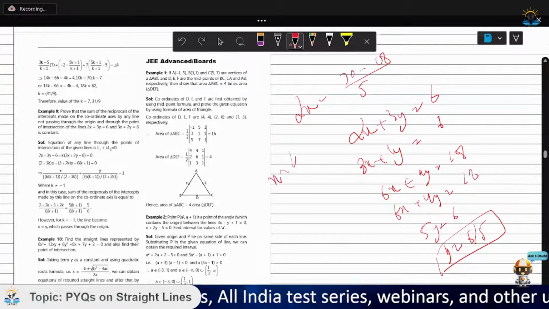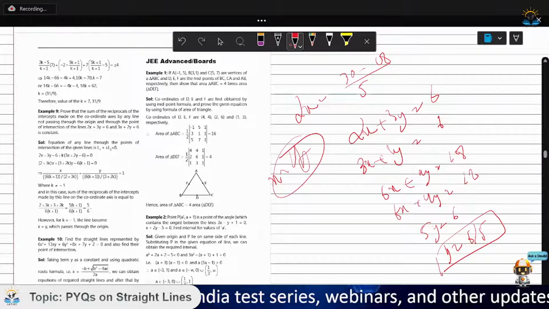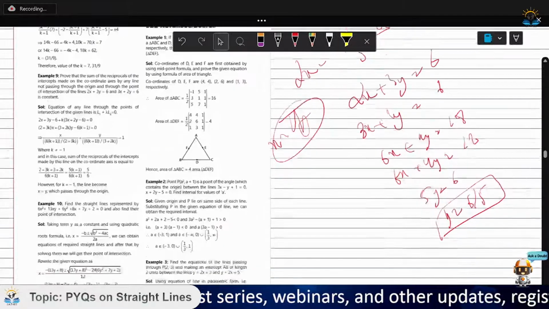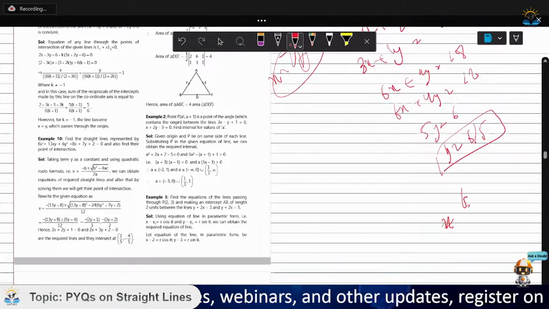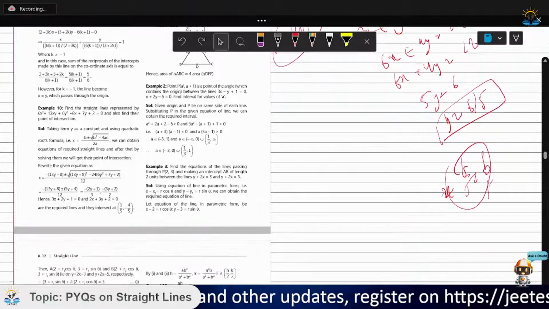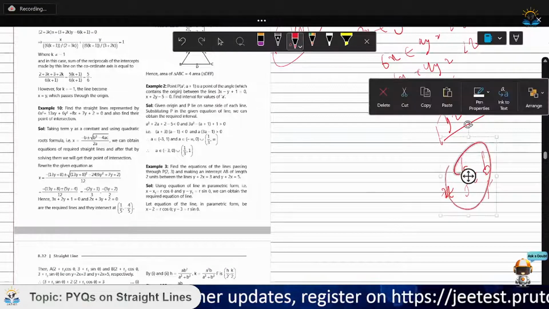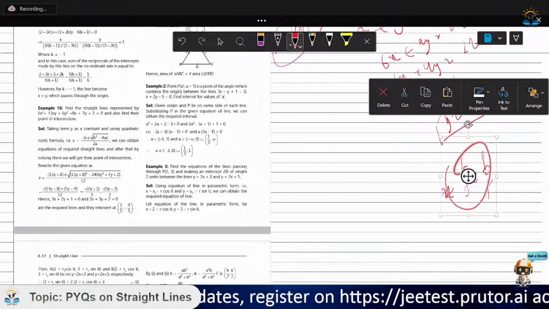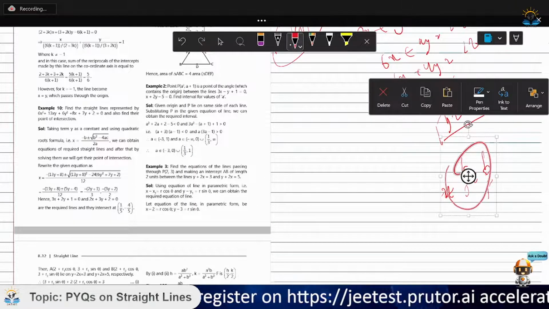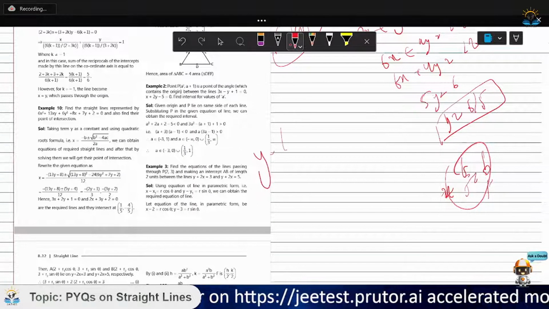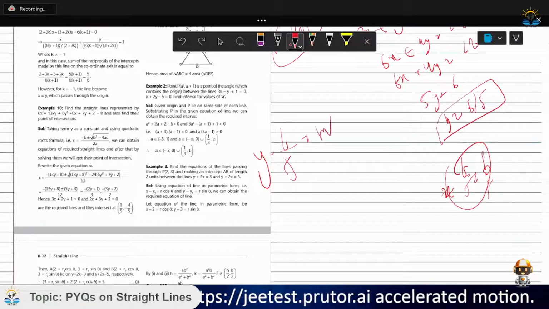So x also becomes 6 by 5. So x and y, the point is (6/5, 6/5). And their intercepts. What will their intercepts look like? Let us calculate.